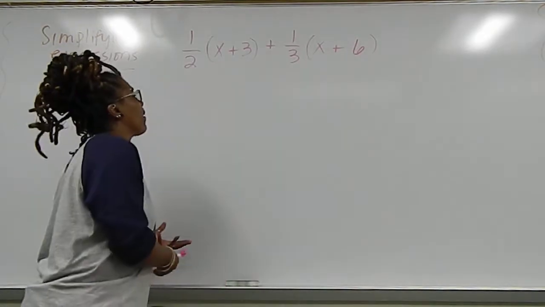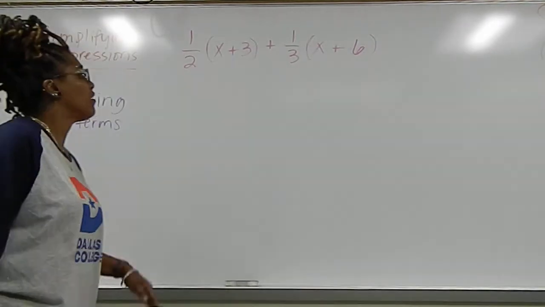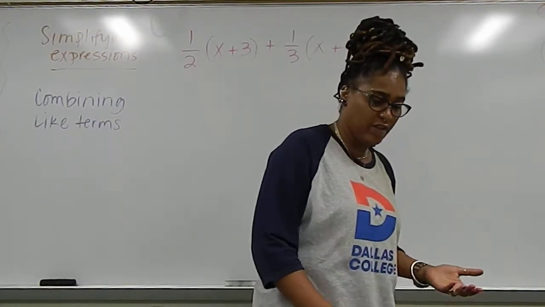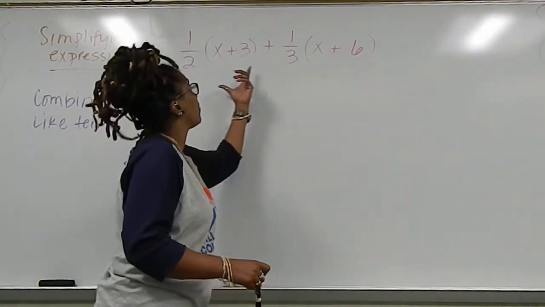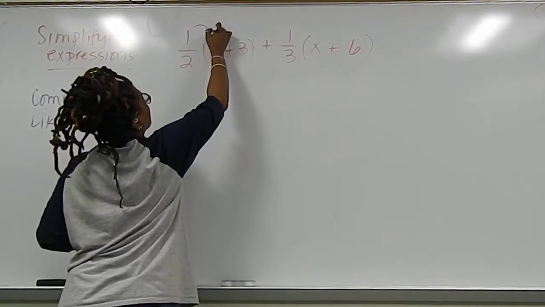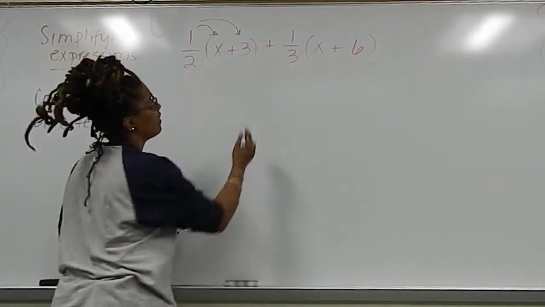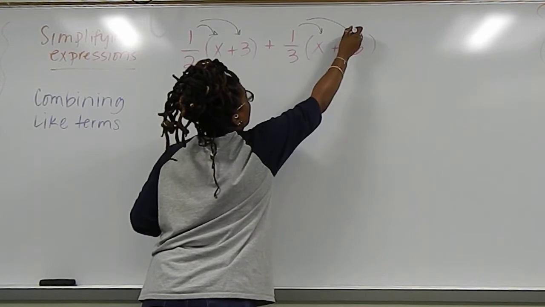But anyway. So when you see these, some of you think, oh, I know. I just distribute. And you are correct. You can just distribute that 1/2. Make sure you distribute it to each term inside the parentheses. So that would be 1/2 times x, and then 1/2 times 3. And then you bring down your sign and do 1/3 times x and 1/3 times 6.